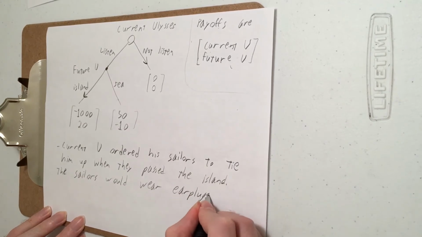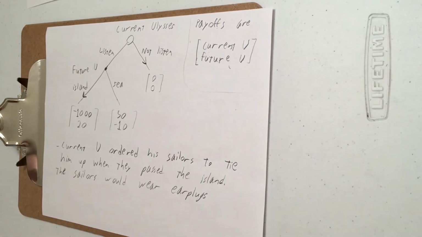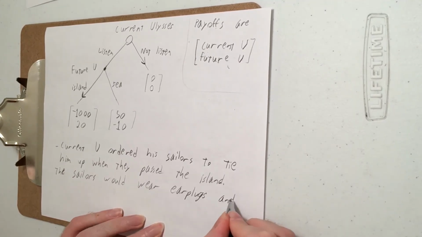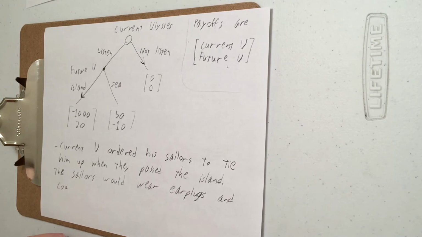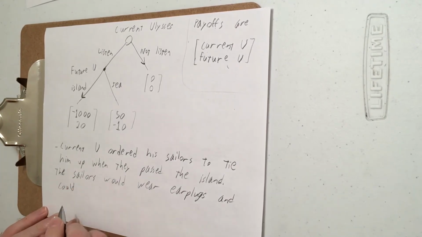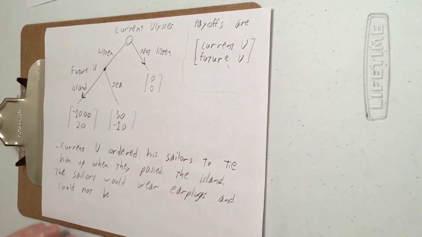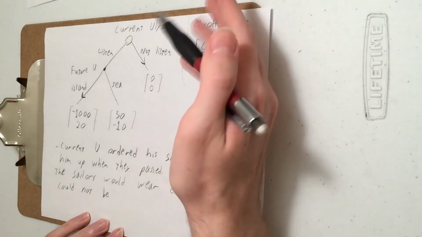And importantly, he also said, no matter what I do, keep me tied up until we pass by that island. And don't take your earplugs out under any circumstances until we pass by that island. So that way the sailors could not be tempted to listen to the music and get sucked in. And also, future Ulysses would be powerless to direct them to go to the island. So future Ulysses could not override the plan set by current Ulysses to both listen to the music and survive. Couldn't change that.